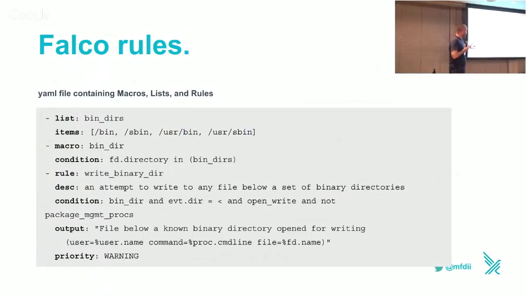And then from an output, this is the actual message that gets sent out when an alert is detected. There's a couple other things that we do here. So you see the %user.name, %proc.cmdline, and %fd.name. What will happen is when the rule triggers, this will get substituted and replaced dynamically with the user who ran the command, the actual command line that they ran, and then the file that they were trying to open for writing underneath your binary directory. Make sense?